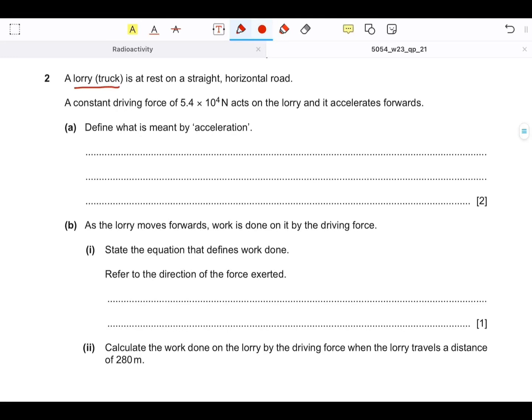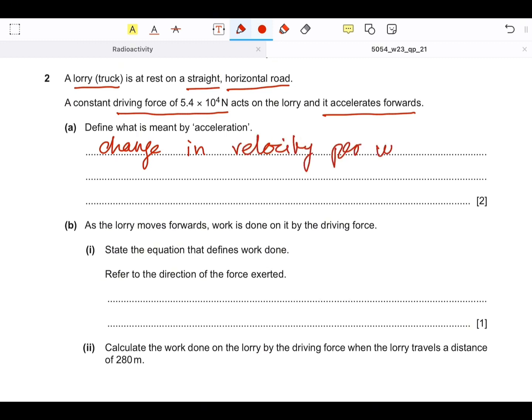Okay, so the next question is: a lorry is at rest on a straight horizontal road. A constant driving force of 5.4 × 10^4 newtons acts and it accelerates forward. So acceleration is change in velocity per unit time. So over here, 2 marks are awarded for change in velocity and for time.